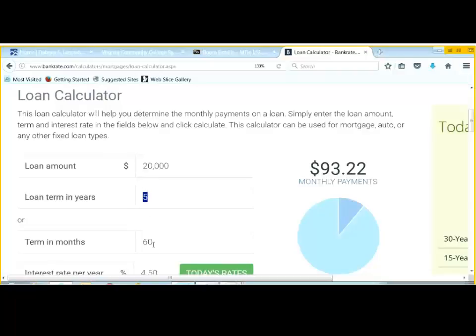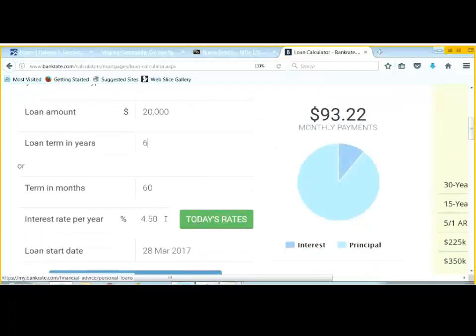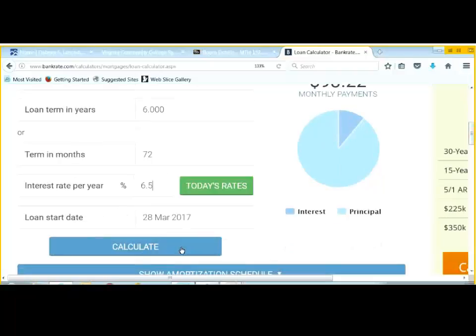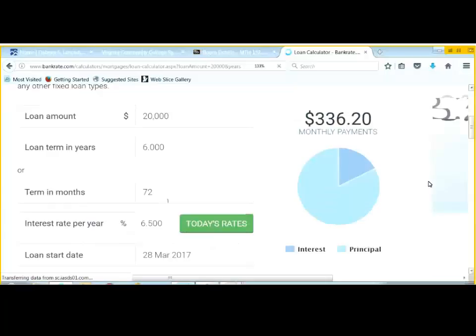Next is how long the loan's going to be. You can either do it in months or years. 5 years is 60 months. I'm going to say 6 years. The final piece of information is your interest rate. I'm going to say 6.5%. Then you say calculate. And what do you get? $336.20.